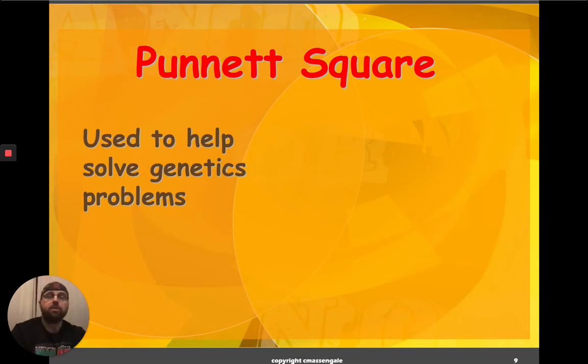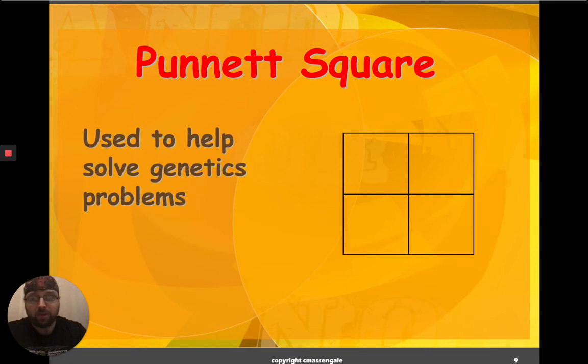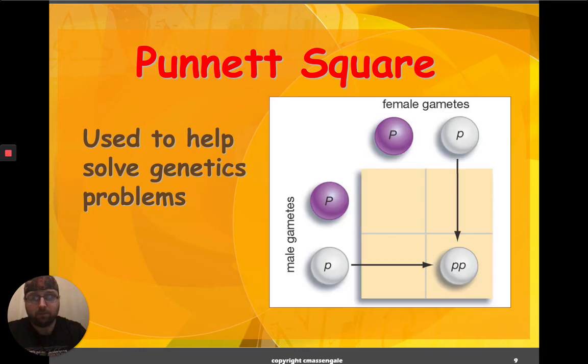The tool he uses to do this is something you have seen before and probably done before. They're called Punnett squares, and we use them to solve genetic problems. It's just a simple square with a line in the middle and then another line going horizontally, and we get 4 boxes. We set that up by listing the male gametes on one side and the female gametes on the other. It doesn't really matter if they're on the side or on the top. That's arbitrary.